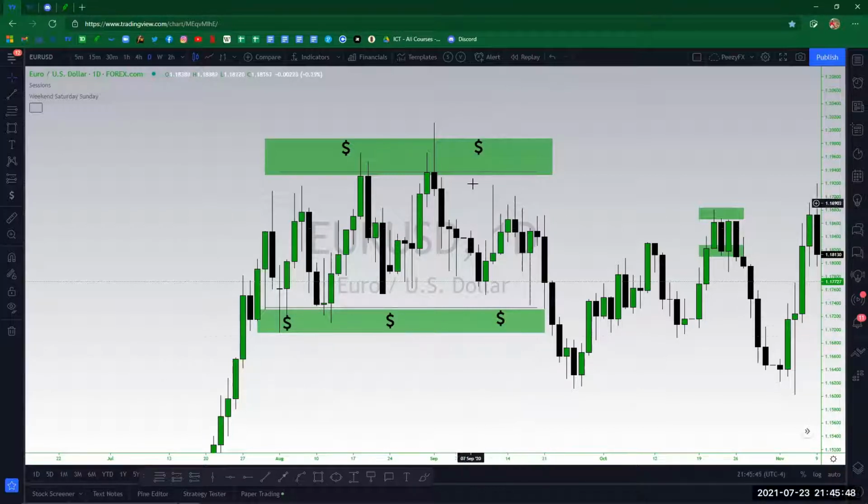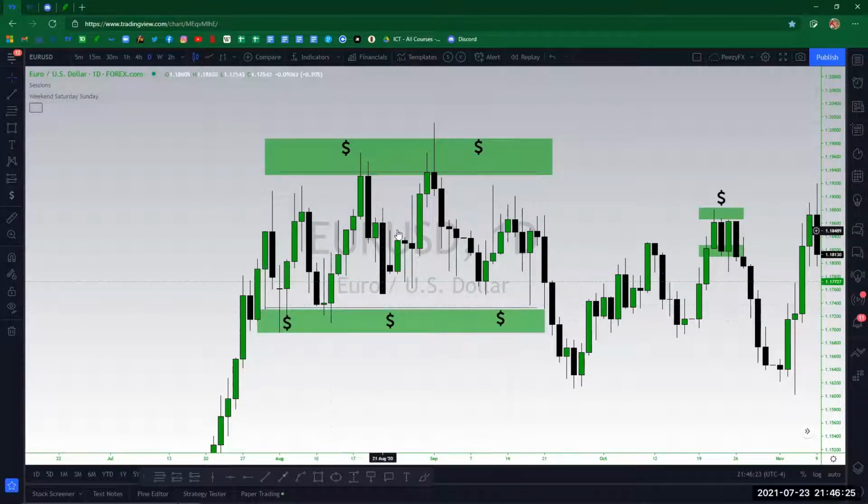These green highlighted areas that I have here are considered liquidity pools. It's where a big pool of stop losses are resting, and you want to be targeting those areas. Therefore, if you see equal lows here and here, you want to be trading something like this: expansion lower, pull back to trade lower, taking out equals.